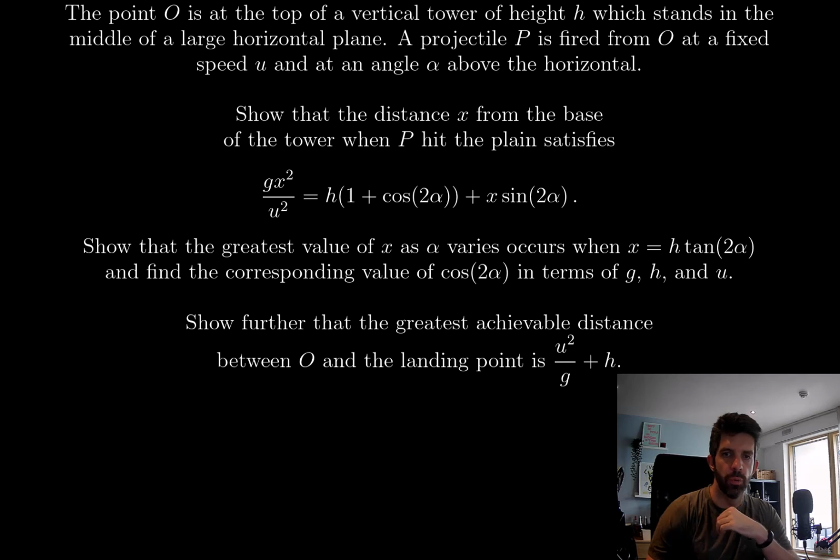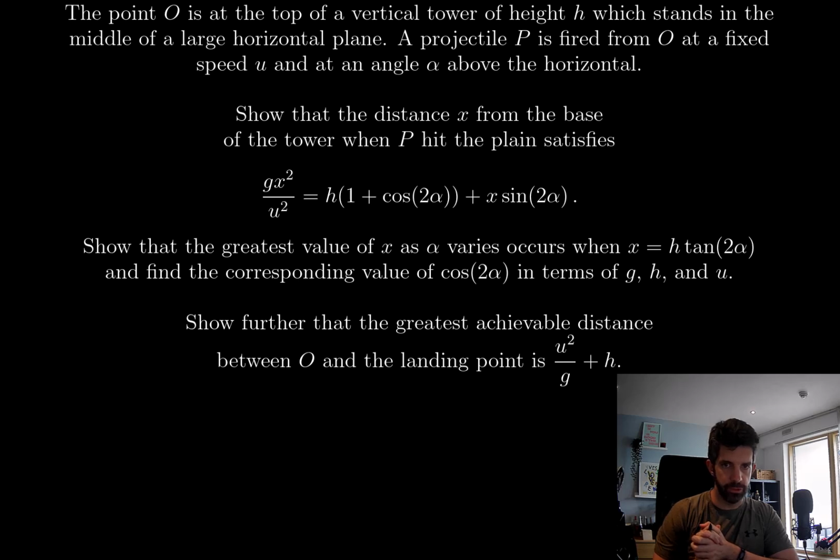Today's problem was submitted by a viewer and it says: the point O is at the top of a vertical tower of height h, which stands in the middle of a large horizontal plane. A projectile P is fired from O at a fixed speed u and at an angle alpha above the horizontal. Show that the distance x from the base of the tower when P hits the plane satisfies gx squared over u squared equals, okay, some large expression.